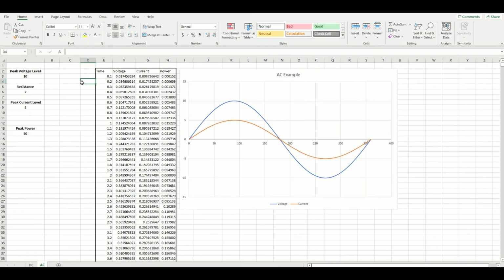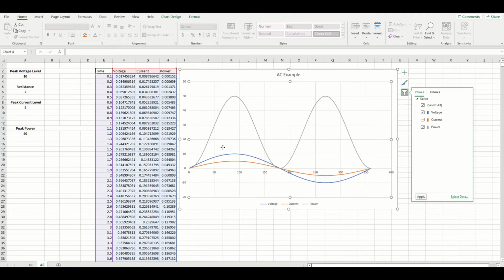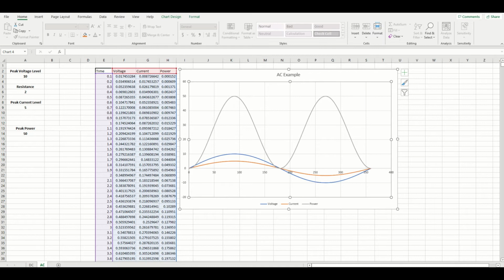So I got a tab for AC. Let's say we have a sine wave, which is what AC is, and we have a peak voltage of 10 volts across, again, a 2 ohm resistance, and we get 5 amps. So right here you can see that I got the power turned off. If we take the two and multiply them, you'll see that we get a peak power of 50 watts. That is actually what's happening.